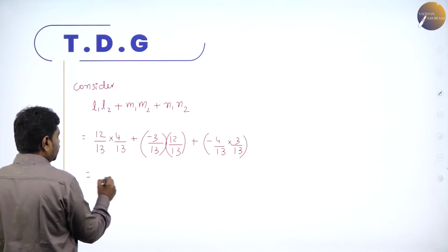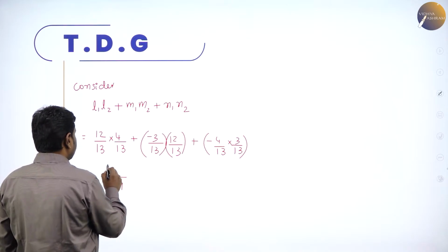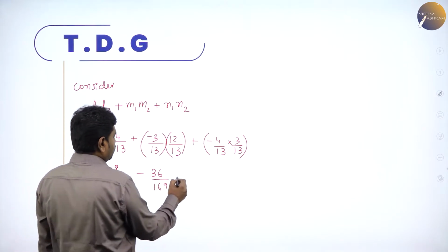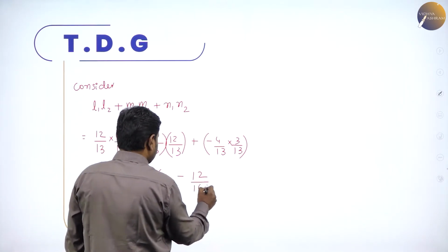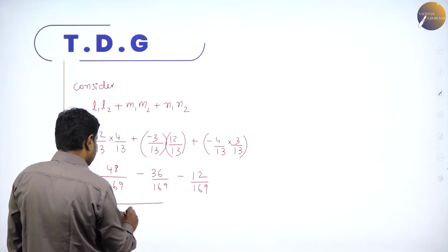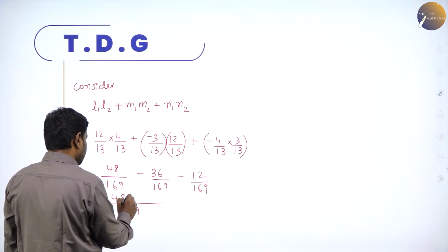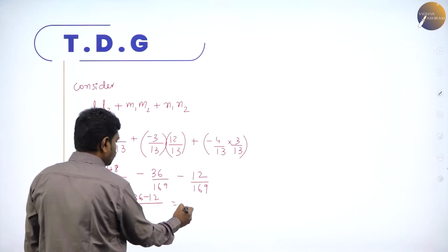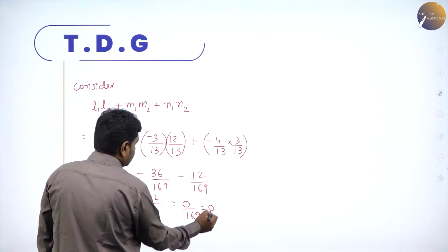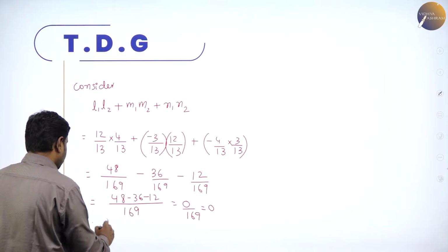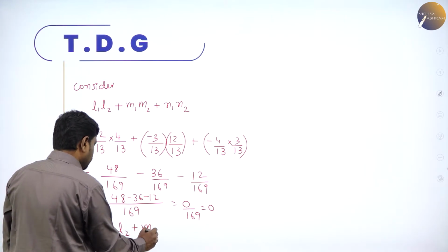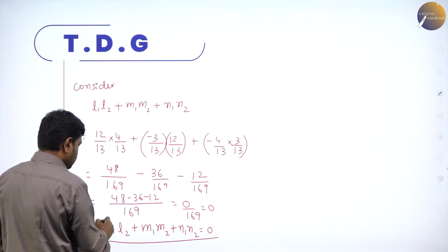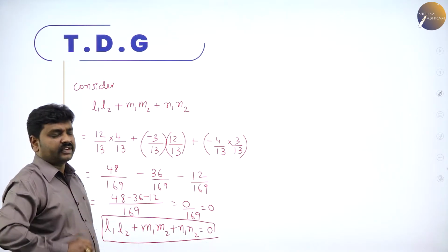So 13 into 13 is 169. 12 fours are 48, minus 36 by 169, minus 12 by 169. Now, the denominator is same, 169. Simplify 48 minus 36 minus 12. Numerator 48 minus 36 is 12, 12 minus 12 is 0. 0 by 169 is 0. So for the first pair of direction cosines, we got L1 L2 plus M1 M2 plus N1 N2 equal to 0.